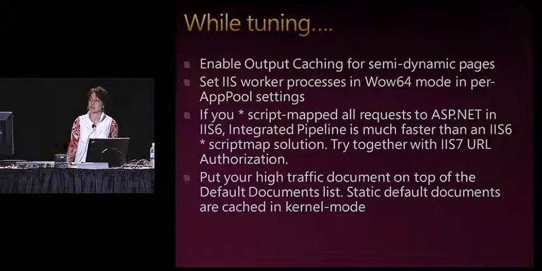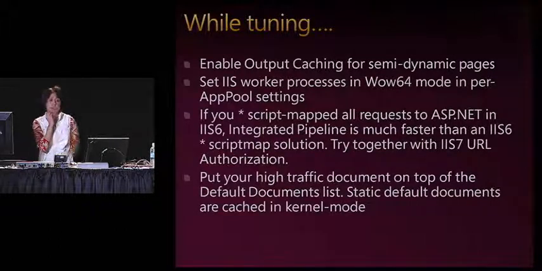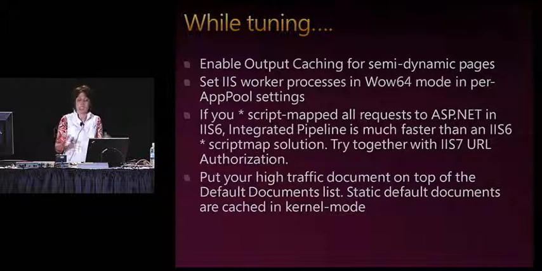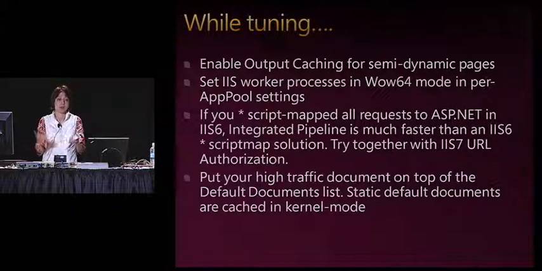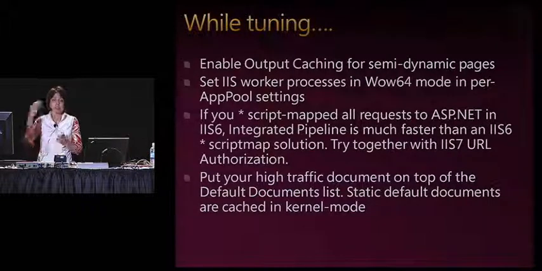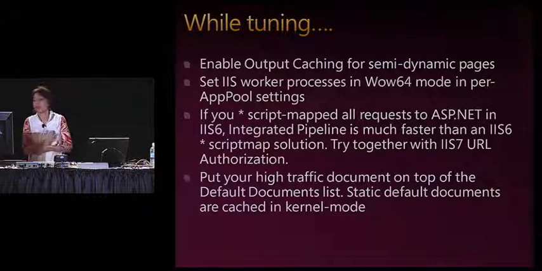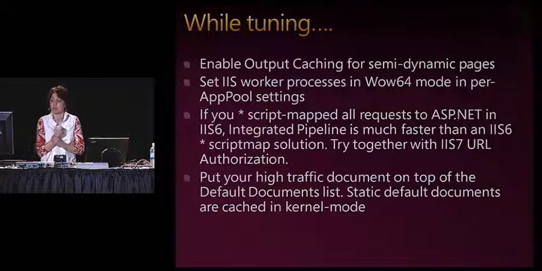Set the IIS worker processes at 32-bit and 64-bit mode, WoW mode, on a per app pool basis. It makes an enormous difference, and there's no magic that we're doing there. IIS is doing very little there. It's basically just a question of being smart about how you use memory, and you're forcing it because you're working within 32-bit on a 64-bit WoW system. If you use script mapping in requests, just try using integrated pipeline. Run it in integrated mode, and try it with URL authorization. You're going to see big performance improvements.